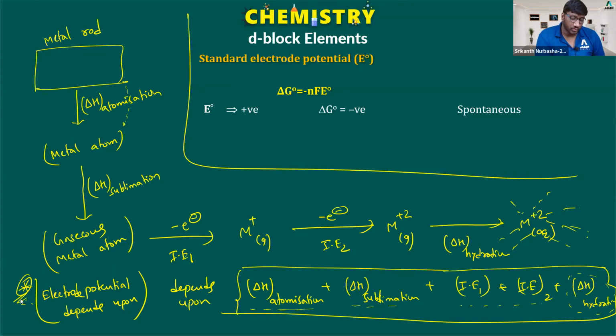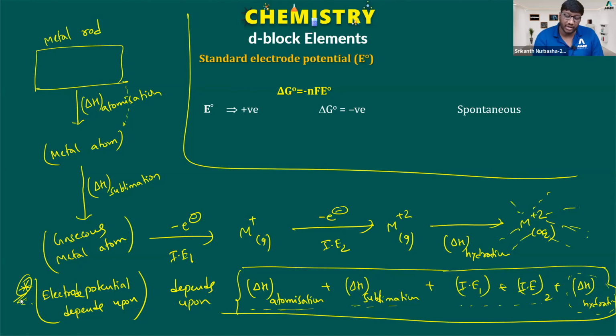Understood now? Why the electrode potential will not have a regular trend? Because it depends upon all these factors. Because the metal is converting into a metal ion. The electrode potential is the potential difference developed between a metal rod and its ions in the formation of the electrical double layer. That is nothing but your electrode potential. So that depends upon all these energies, and obviously it is not going to have a regular trend.